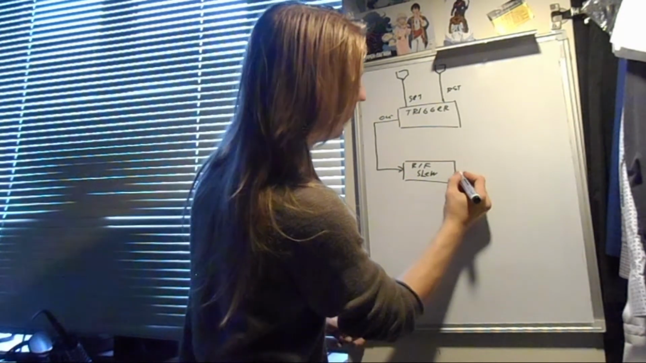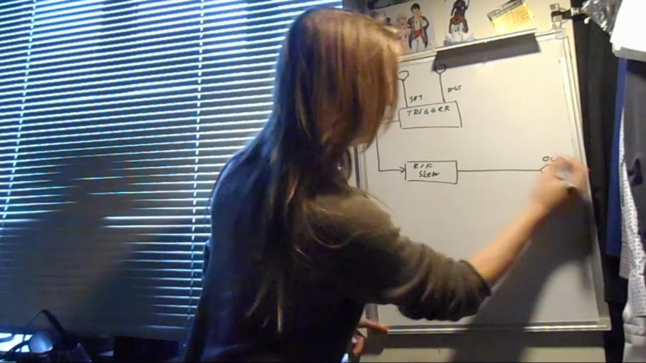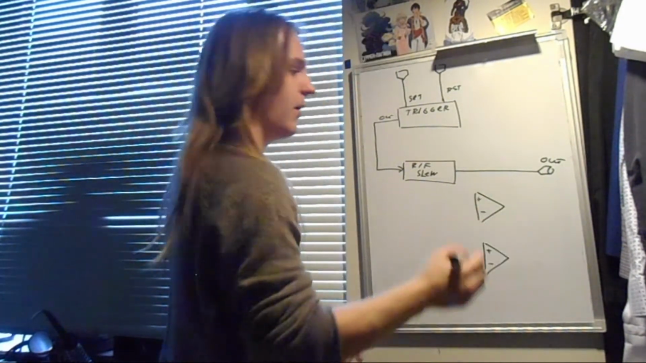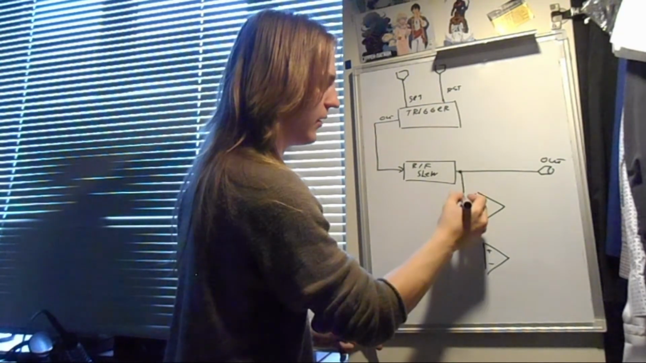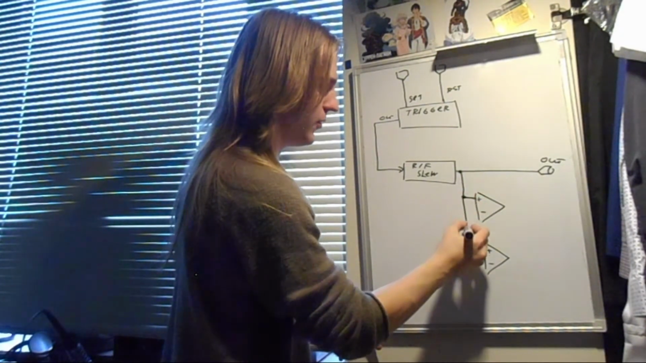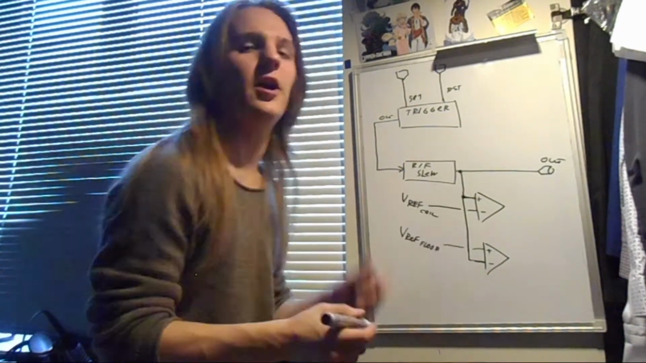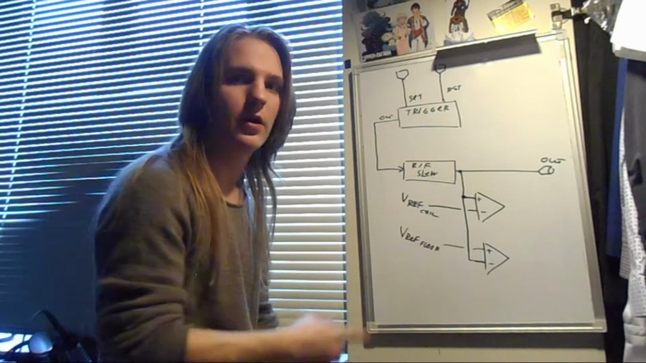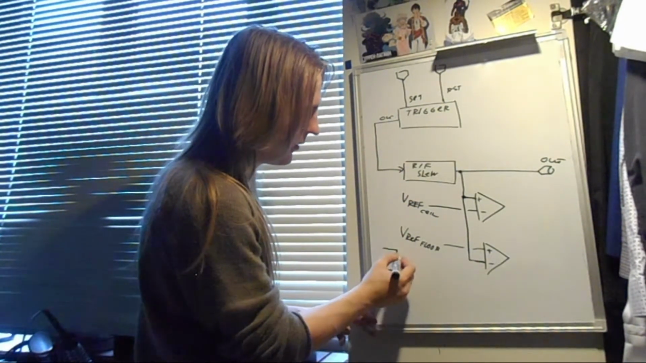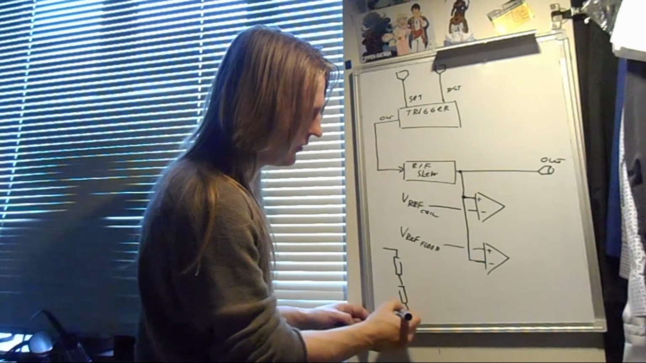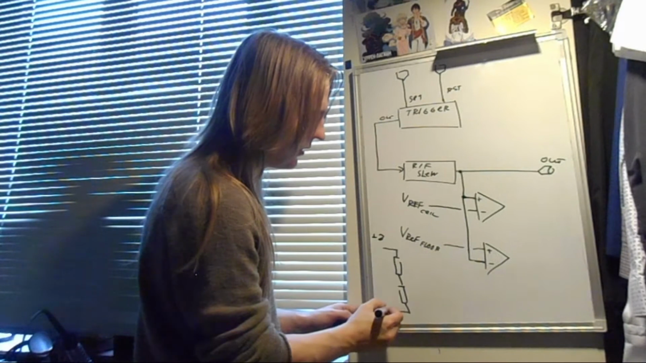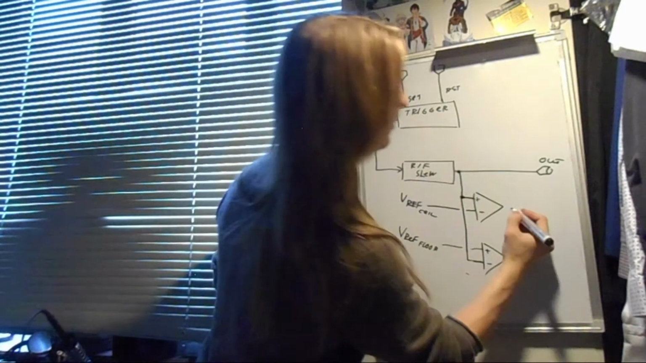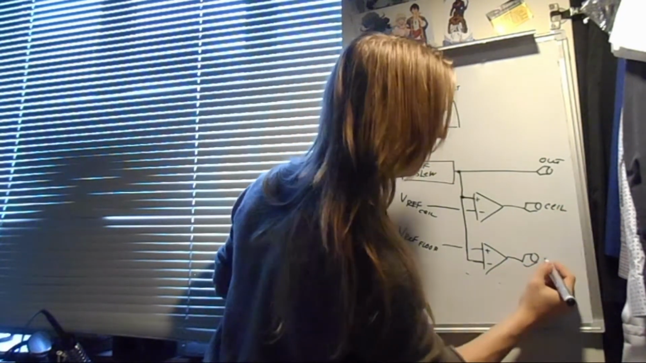The output of this thing goes to the output of the function and into two comparators. This comparator takes it as a plus input, and this one takes it as a minus input. So we have voltage reference ceiling and voltage reference floor, which are made by the voltage dividers from plus 8 volts to minus 8 volts. We get them out of here, and we have the outputs, ceiling and floor.